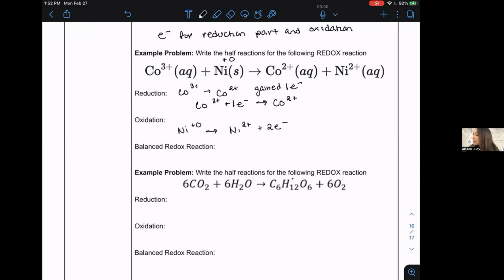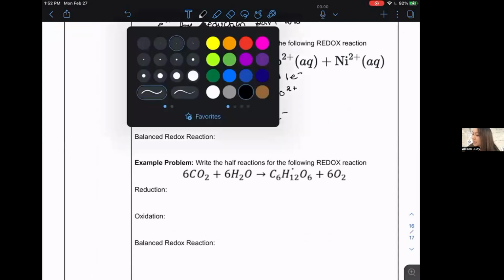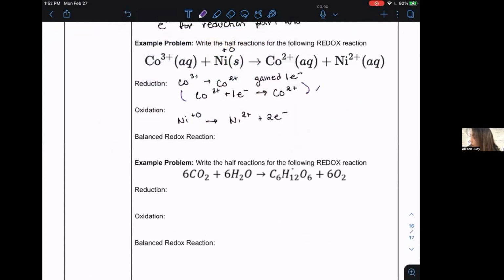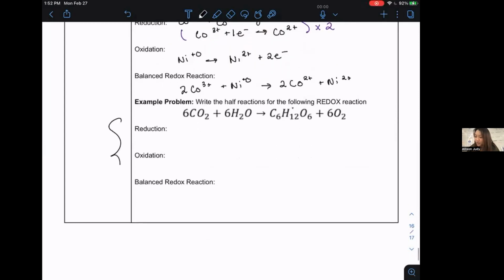Okay, if you were to balance them, what you would have to say is that the amount gained is the amount lost. So you'd multiply this by 2. So it would become 2 cobalt 3+ plus nickel 0 goes to 2 cobalt 2+ and nickel 2+. And you can do the practice problem here. It's more challenging on your own.